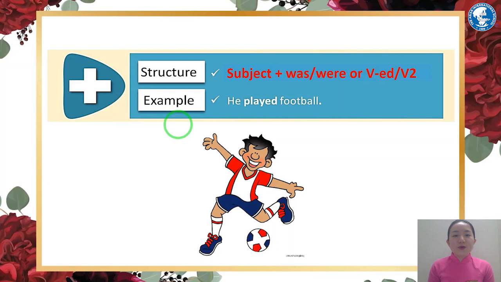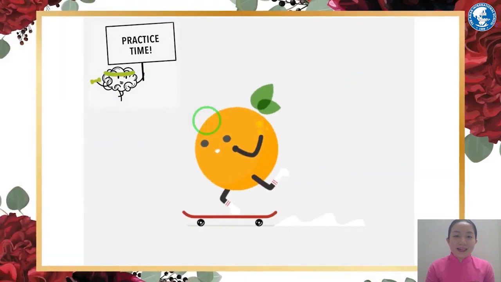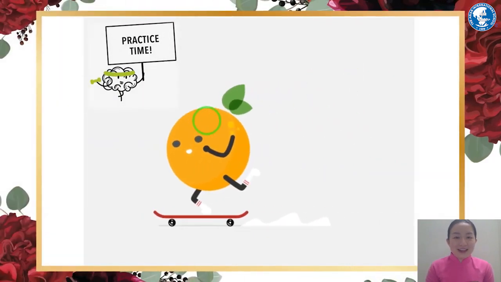I also want to remind you about the affirmative form of simple past tense. Remember this structure: subject plus was, were, or verb-ed or irregular verb. For instance, he played football. Now it's time for practicing.